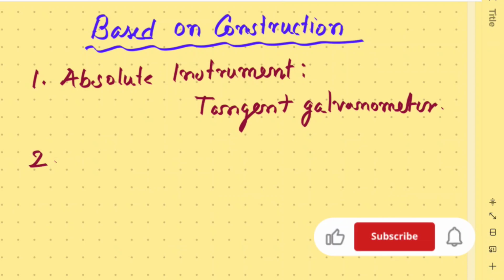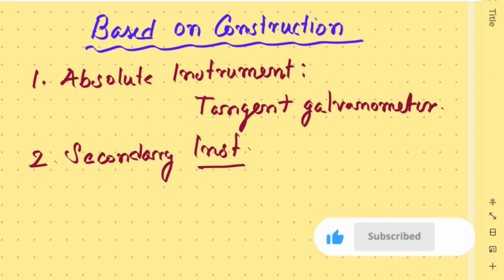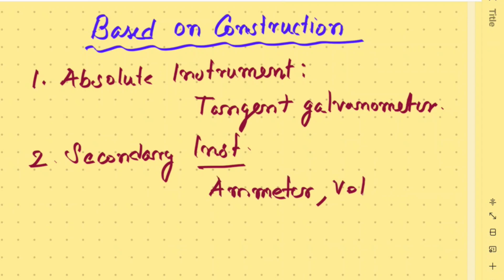The second one is secondary instrument. These are the most common and calibrated to show readings. Examples of secondary instruments are ammeter, voltmeter, wattmeter. So this is based on construction. These are the types: absolute instruments and secondary instruments. Okay, now we'll see the next category.